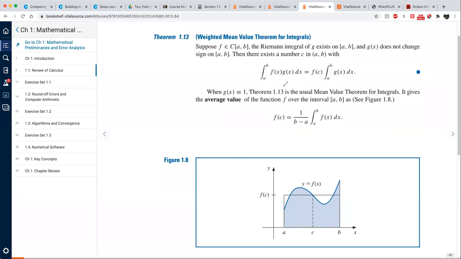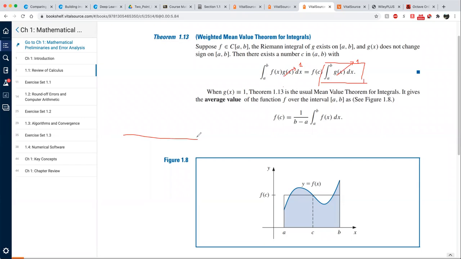To better understand the mean value theorem for integrals, we define g(x) as 1. This is 1, and this is also 1. Then that integral is going to become just b minus a, right?